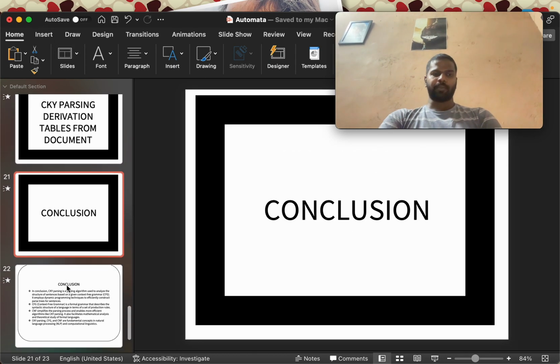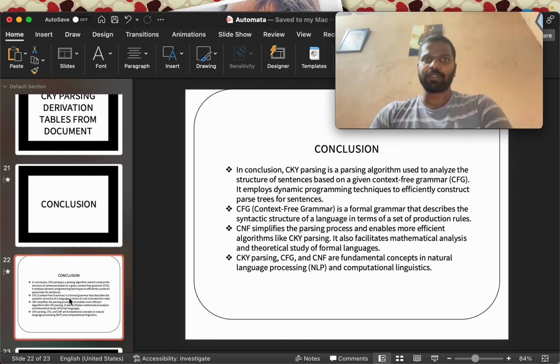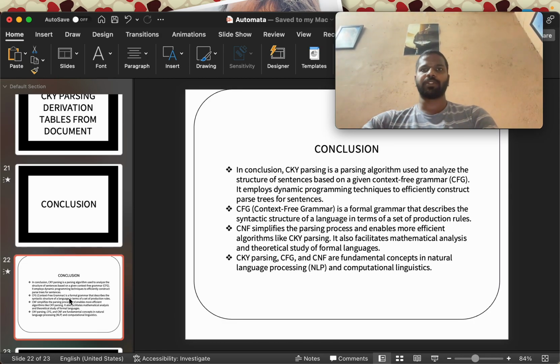Here I conclude my project. In the conclusion, I can say that CKY parsing is a parsing algorithm used to analyze the structure of sentences based on a given context-free grammar. It employs dynamic programming techniques to efficiently construct parse trees for sentences. CFG is a formal grammar that describes the syntactic structure of a language in terms of a set of production rules. It consists of a set of terminal symbols, words or lexical items, and non-terminal symbols, syntactic categories, as well as a set of production rules that specify how these symbols can be combined to form sentences.